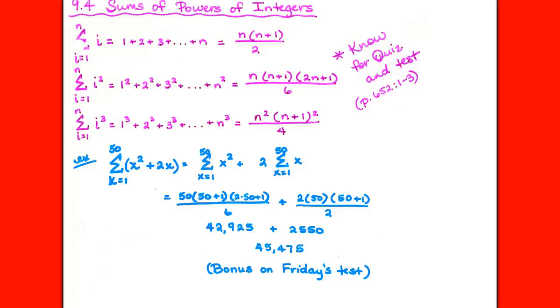Page 652, section 9.4. On page 652, they give me 5 formulas called the sums of powers of integers.